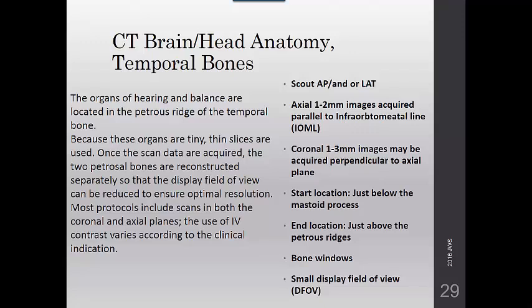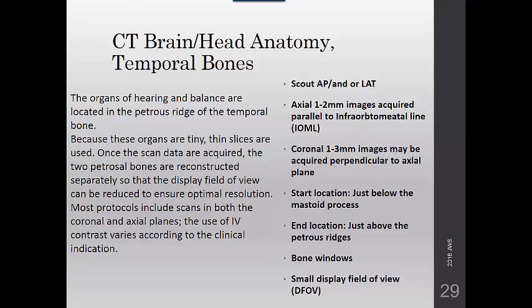So after the AP and lateral scouts are obtained, 1 to 2 millimeter images are acquired in the axial plane. Multi-slice scanners have eliminated the need to acquire images in the coronal plane prospectively, or at the time of scanning, which reduces the radiation dose to the patient. The start location of the scan lines is just below the mastoid process, and they end just above the petrous ridges. The scan lines should be open laterally to include the EAM and part of the auricle.